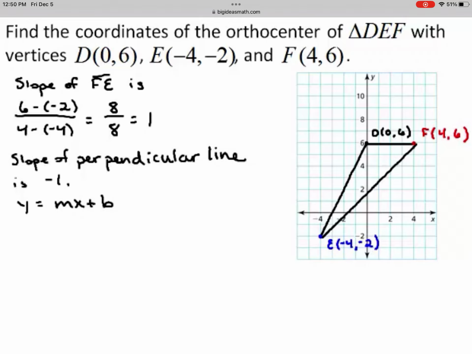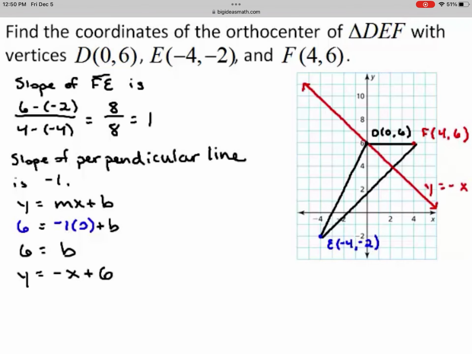Substitute in the point (0, 6) and your slope -1, which gives 6 equals -1 times 0 plus b. Simplifying gives 6 equals b. So the equation of your line is y equals -x plus 6. Graph this line on the coordinate plane. Notice that your line goes through the point D (0, 6) and is perpendicular to the line segment FE.